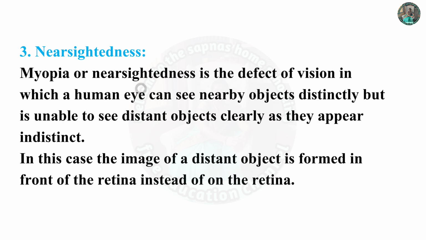Nearsightedness. Myopia or nearsightedness is the defect of vision in which a human eye can see nearby objects distinctly, but is unable to see distant objects clearly as they appear indistinct. In this case, the image of a distant object is formed in front of the retina instead of on the retina.